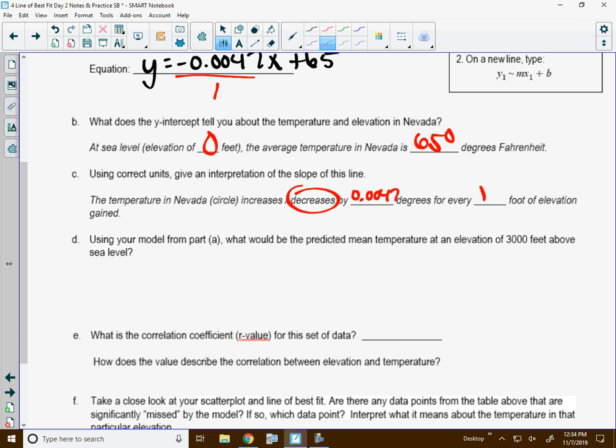Okay, in part D, you're going to use your model, or the equation that Desmos gave you, to find the temperature when the elevation is 3,000. So 3,000 is going to be plugged in for which variable? X. How do I know that it's X? If you look at your table, your table tells you elevation is that top row, that's what we use for X. So we'll plug in 3,000 for our equation.